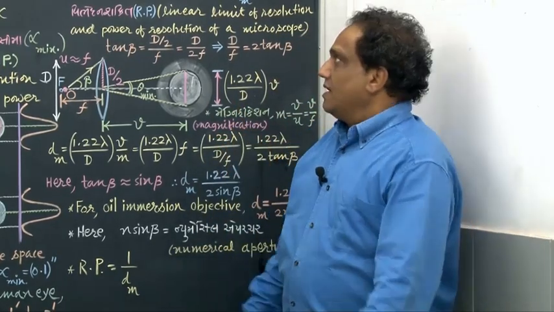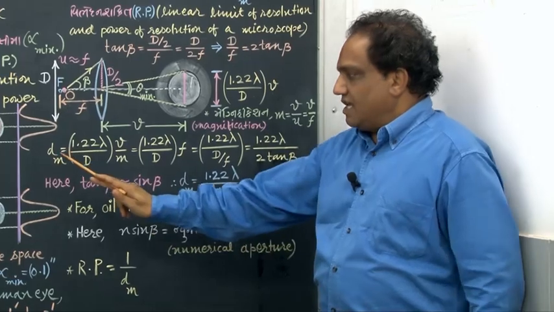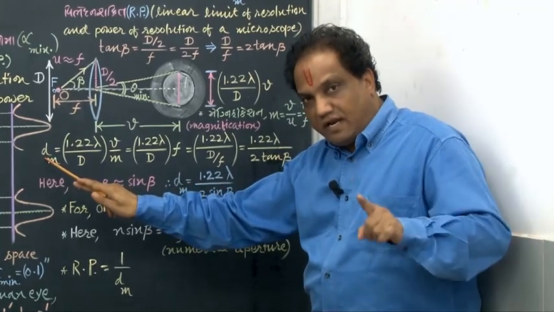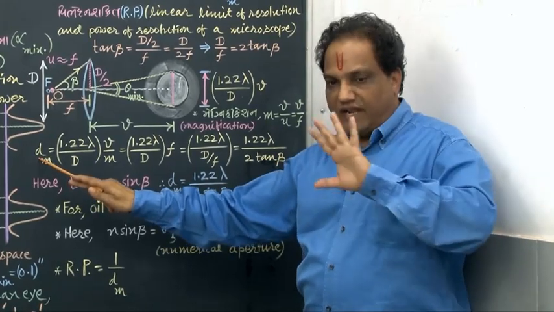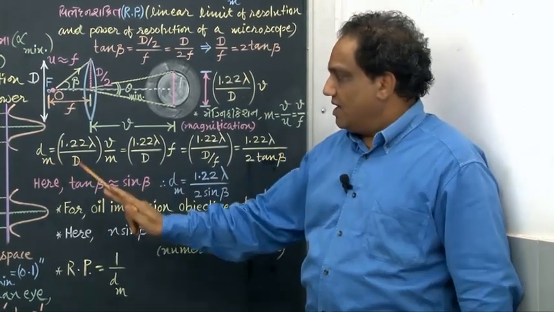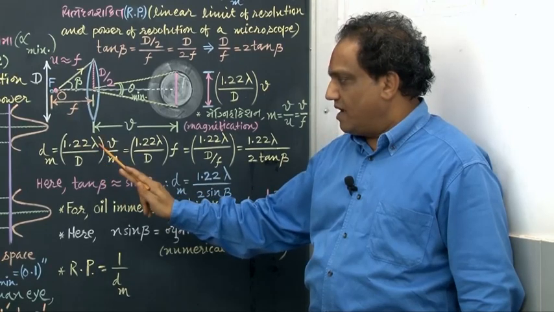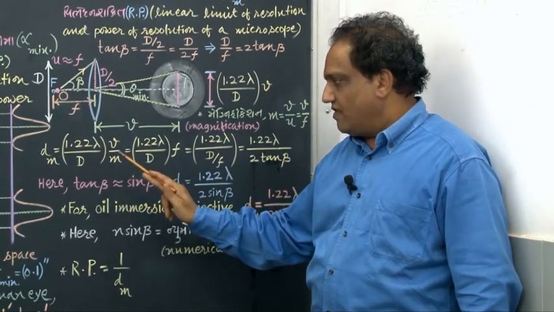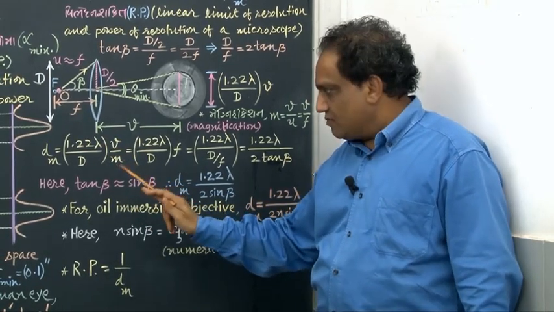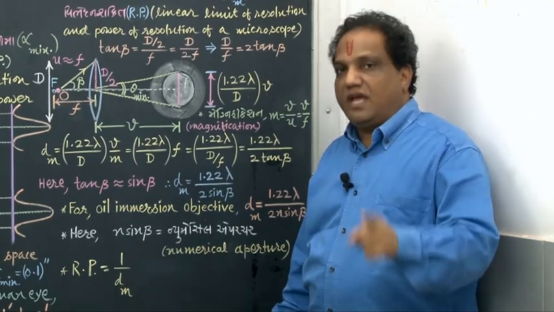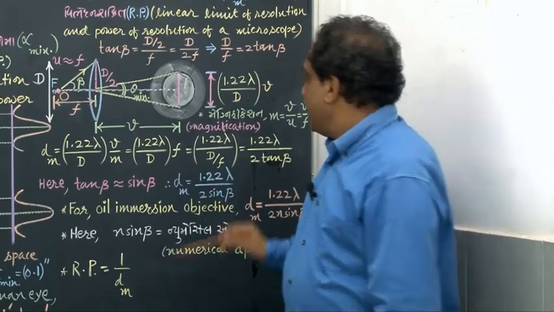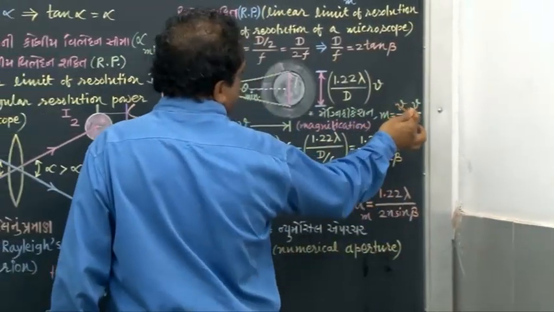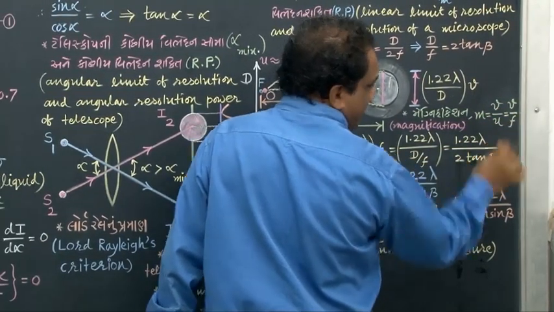Fine. Now, there is a formula for finding linear limit of resolution of a given microscope. Just remember that formula, derivation is not there in your syllabus. Its formula is 1.22 lambda upon capital D into small v upon small m. What is small m? Magnification. And for a lens, what is the magnification formula? You have studied in third semester. M equals v by u.